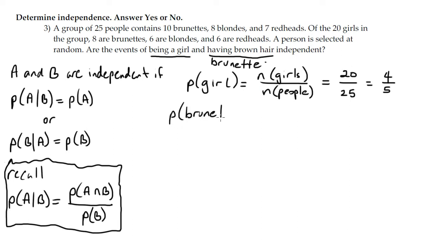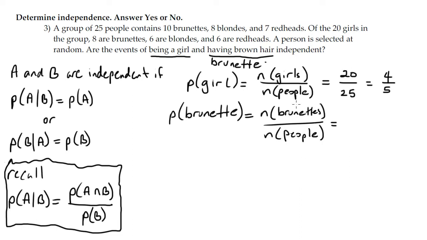How about the probability of selecting a brunette? That's equal to the number of brunettes divided by the number of people. How many brunettes are there total? 10. There's 10 people with brown hair. Now they could be men, they could be women, right? We're not specifying. And there's 25 people. So out of those 25 people, 10 of them are brunettes. And we get more information down here, but we'll see if we need that. Divide each by 5. So the probability of choosing a brunette is 2/5.